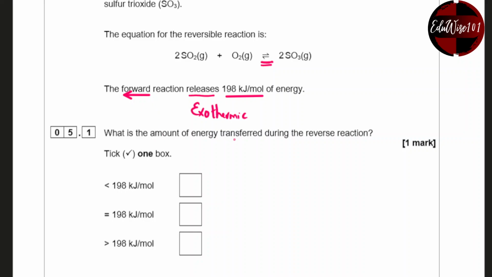What is the amount of energy transfer during the reverse reaction? Now, in a chemical reaction, if the forward reaction gives a certain amount of energy, then the amount of energy required for the reverse reaction is exactly the same. So it should be equal to 198 kilojoules per mole.